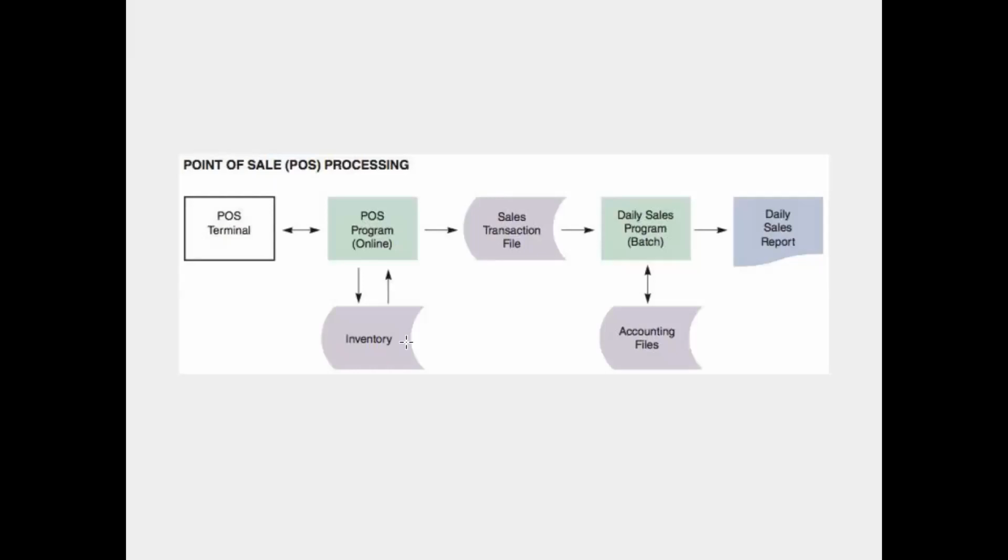If you look at point of sale (POS) processing, we know that a lot of computerized shops have what we call POS terminals. Usually the POS program is an online one. Online means that every transaction, when people purchase, you have to record it, so that information resides in the inventory. And then the daily sales program is batch-wise, so you can update it once the day ends, in the evening, so that it works offline, as batch processing.